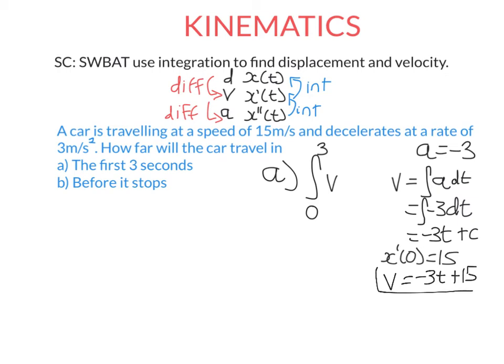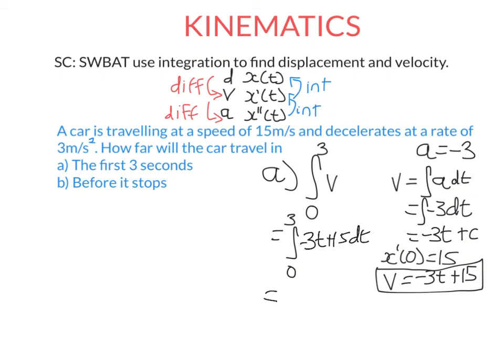Now that I've found the velocity function, I can integrate it to find how far the car has traveled in the first 3 seconds. So it will just be the integral from 0 to 3. This time I'm told I want to find the displacement change for the first 3 seconds. That's why there are numbers there. The integral of velocity, and of course it's with respect to t.